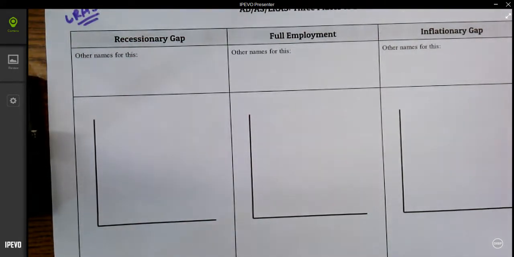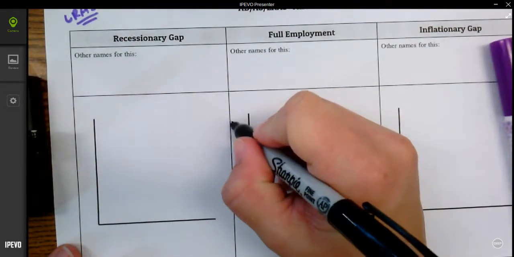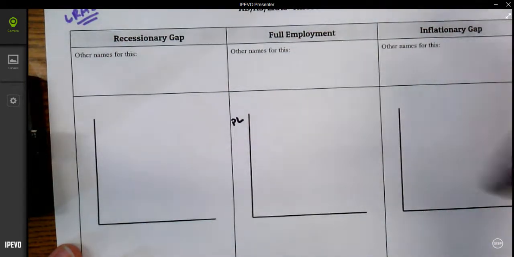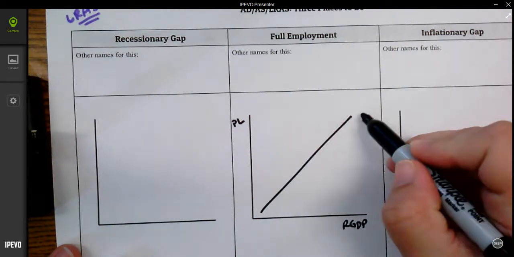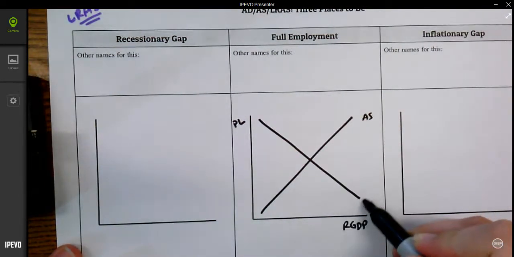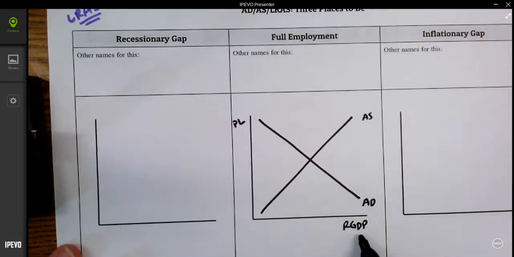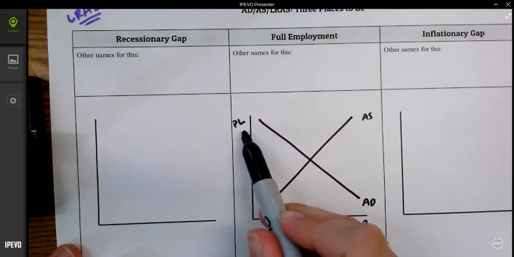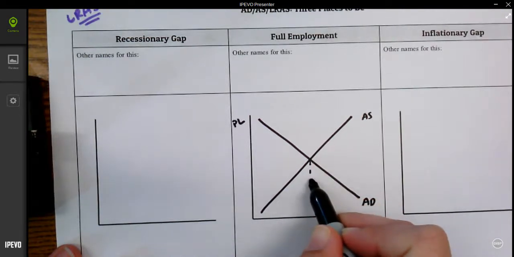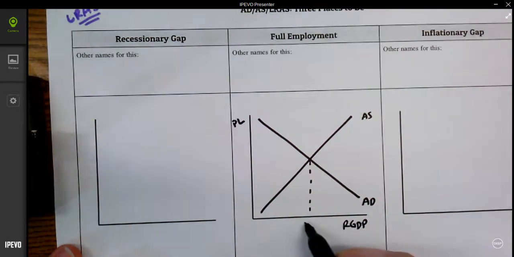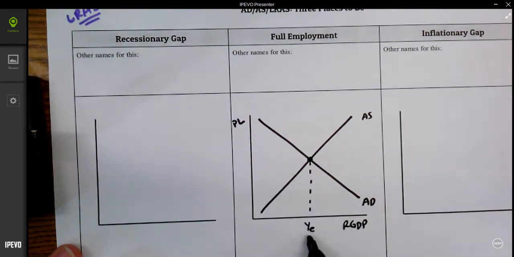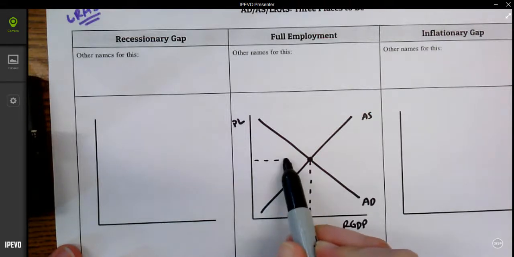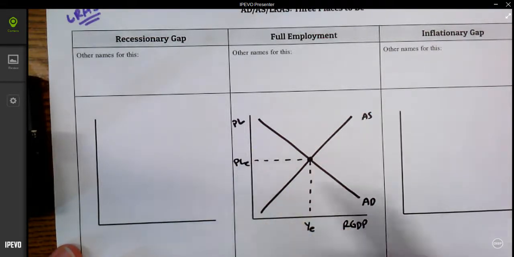Already in this unit, we've discussed what aggregate supply is and what aggregate demand is. So I'm going to set up this middle graph with those labels, and you can do that with me. We're going to put aggregate supply, aggregate demand, real GDP on the x-axis, price level on the y. I'm going to make a dotted line, and label it with the equilibrium quantity. College Board prefers that we label it Y there, so that's what I'm going to do. And then we have price level equilibrium as well.